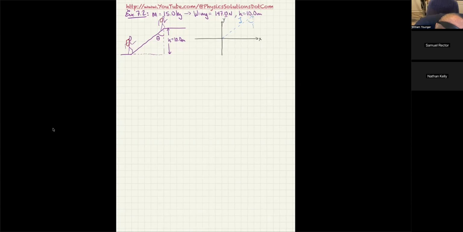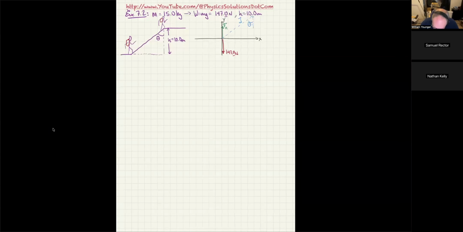And this angle right here is theta. Now, what we have is a force acting upward, and that is the force that the hiker, F sub h, puts on the backpack, and then the force of gravity on the backpack points down, and that force is 147.0 newtons, like that.